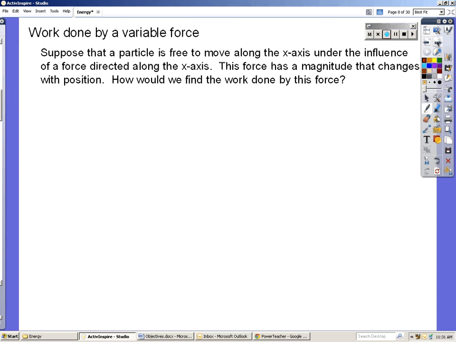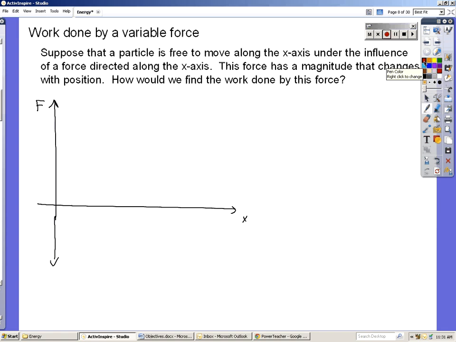Basically what that means is it's only moving in one direction, and the force is always going to be either in the direction of motion or opposite the direction of motion. It's not ever going to be at an angle, so that makes this a little bit easier. And this force has a changing magnitude, meaning at different locations, the force has different strengths. So we'll make a graph of force versus position.